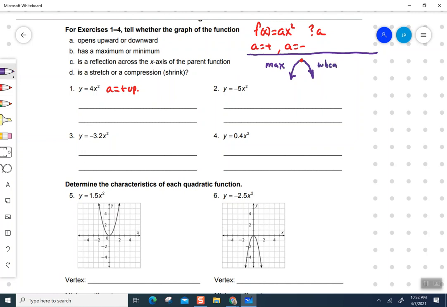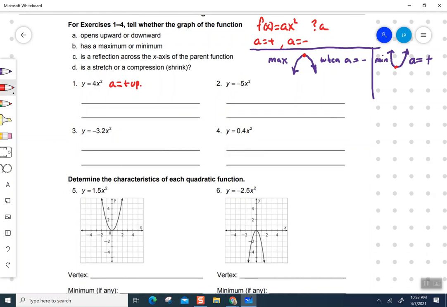when A is negative. Well, the opposite would also have to be true. So if you have a minimum, then that means the graph is opening up in this direction, which means the lowest point on the graph is right here, which means A had to have been positive. All right, so since A is 4 and it's positive, that means we have to have a minimum. So we're going to come over here and we're going to answer with minimum.